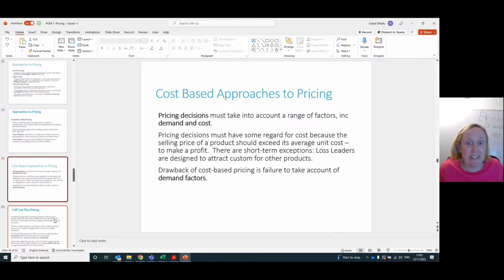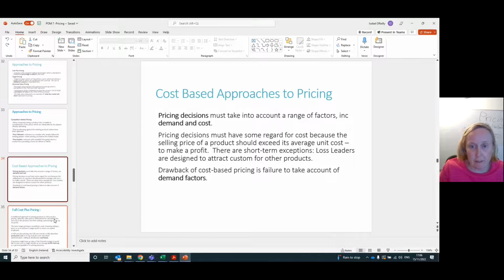A little bit more detail on cost-based approaches to pricing. Bit of a mouthful there. Pricing decisions must take into account a range of factors, including demand and cost. Pricing decisions must have regard for cost because the selling price of a product should exceed the average unit cost, as we looked at in the earlier section of this topic. It's all about setting a minimum price below which we will not sell a product. We won't go into that market if the price has to be less than that.